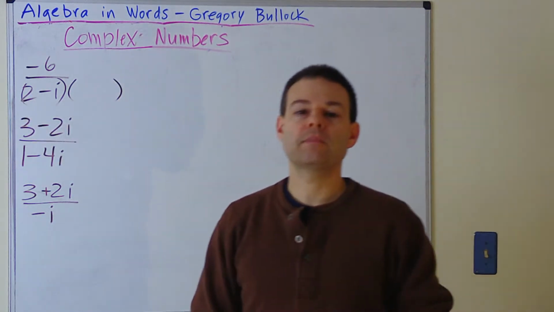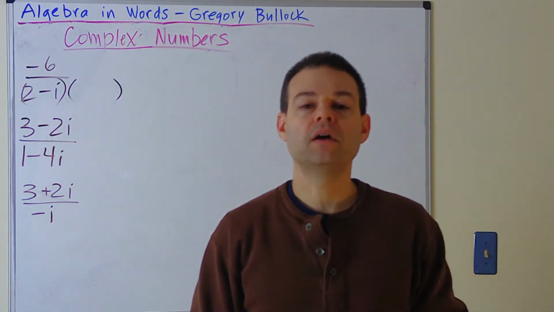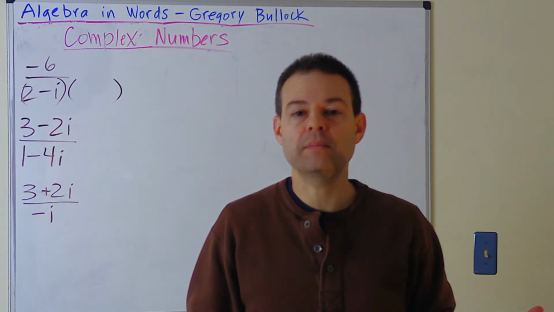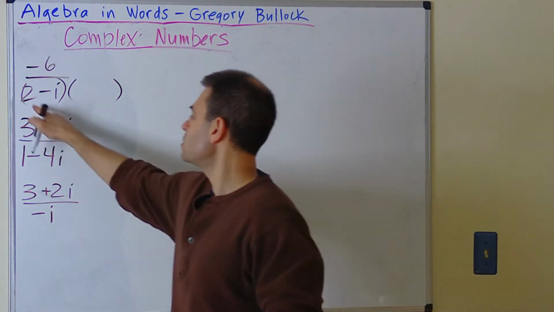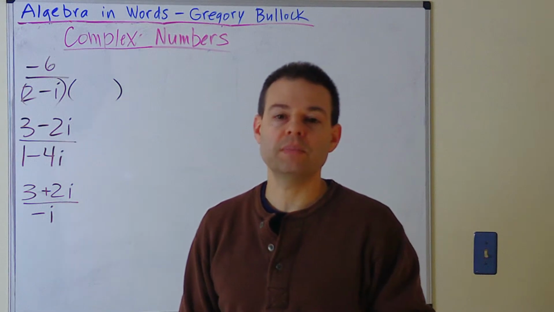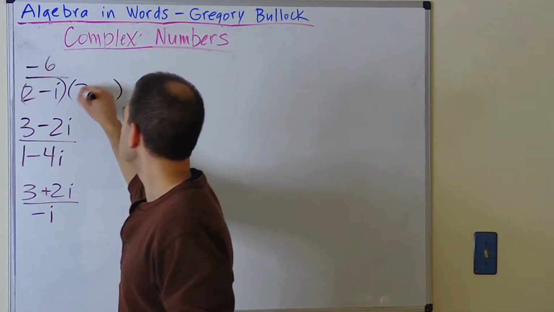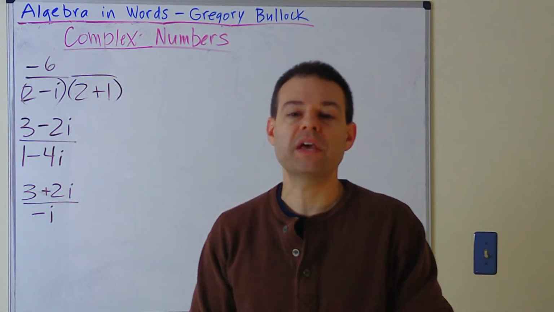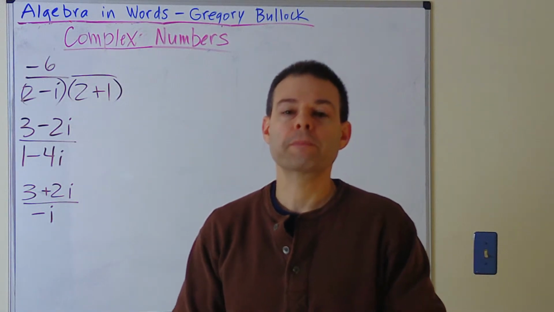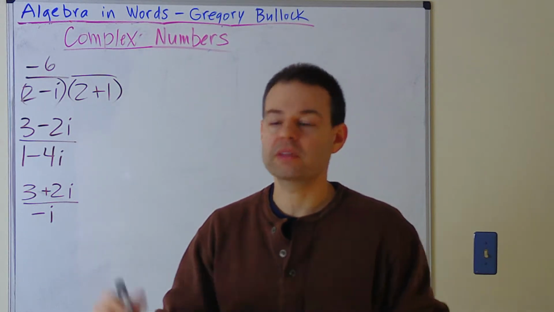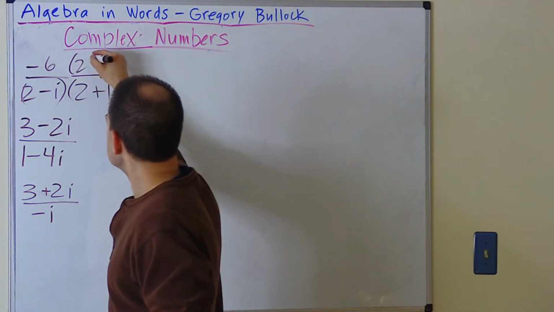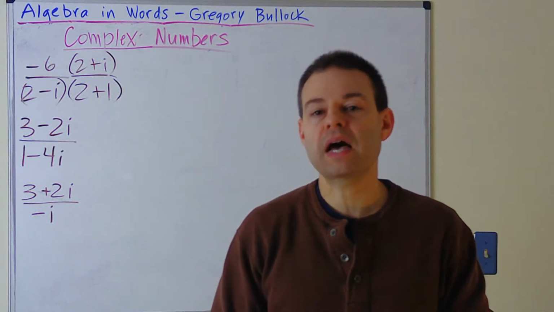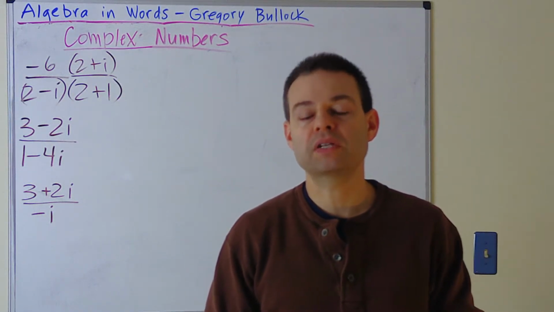If we're looking at the binomial 2 minus i, what is the conjugate of that? Well, keep the first and the last term the same, and just change the sign. So since this is 2 minus i, it's going to become 2 plus i. And remember that to rationalize a denominator or convert a fraction, whatever you do to the bottom, do to the top.